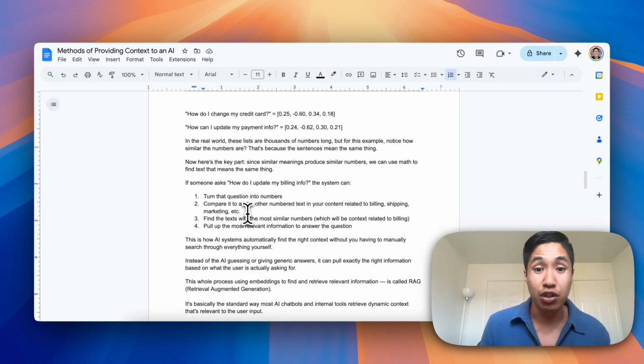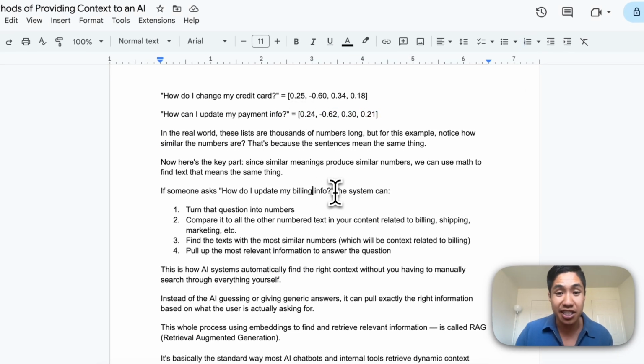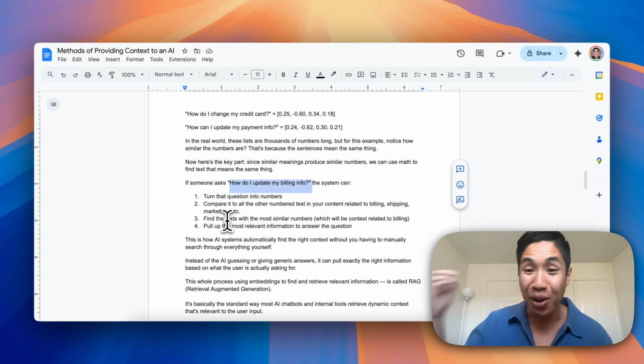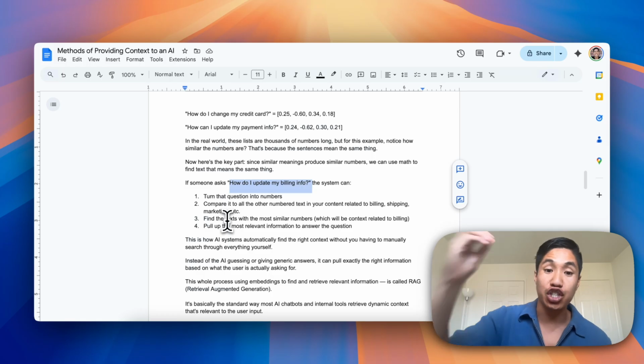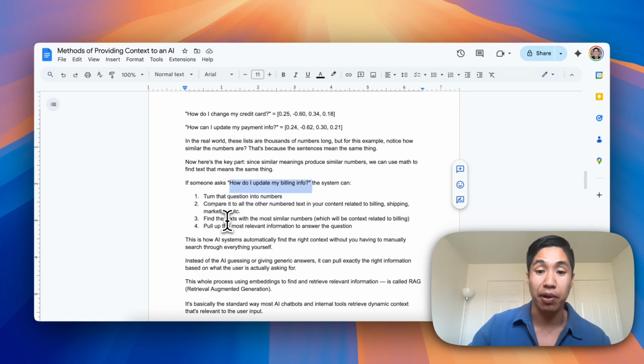Through this similarity search using embeddings, we would have to find the list of numbers that are similar to how I update my billing info, right? It will find the actual text with the most similar numbers, which will be context related to billing. So now we have this context related to billing. We can pull up that relevant information, dynamically inject it into the prompt, and thus answer the question properly, okay?